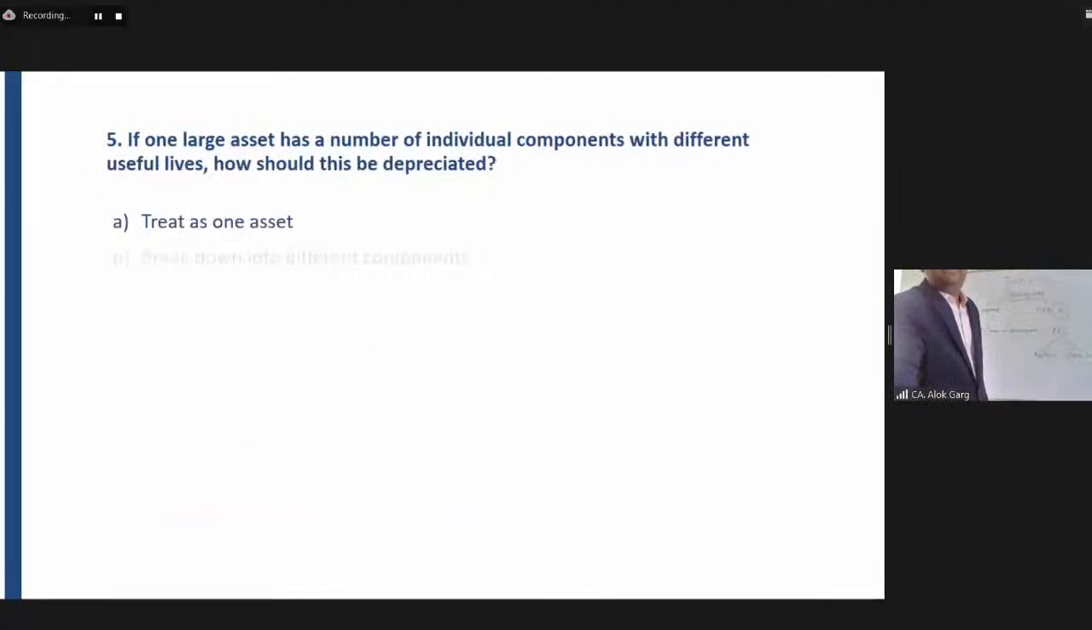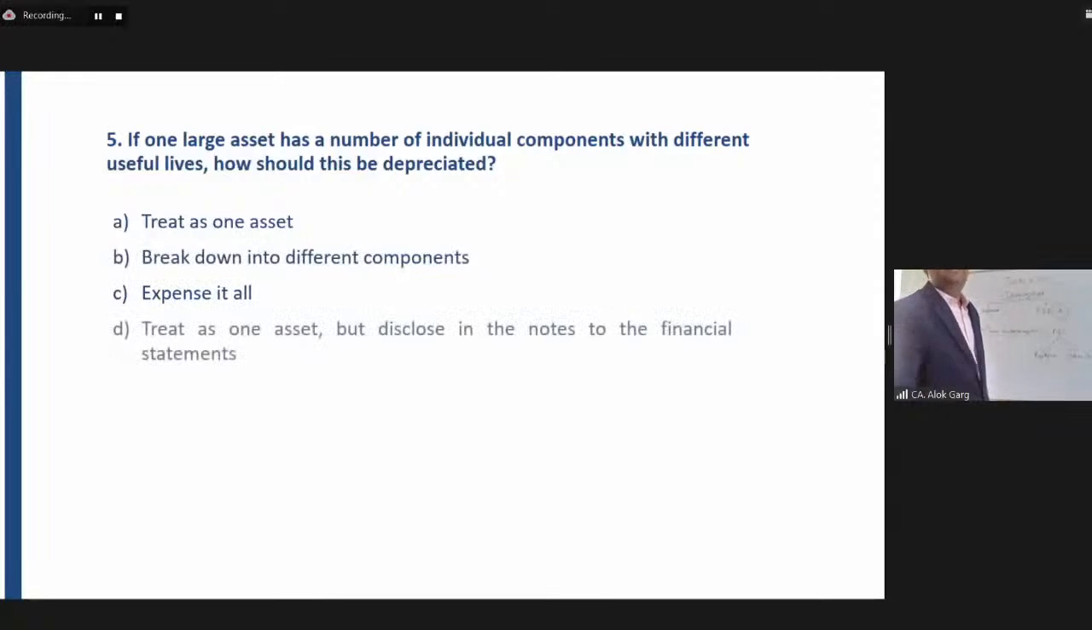If one large asset has a number of individual components with different useful lives, how should it be depreciated? Treat as one asset, break down into different components, expense it all, or treat as one asset but disclose in the notes to the financial statements. What is the right answer? Guys, what is the right answer?